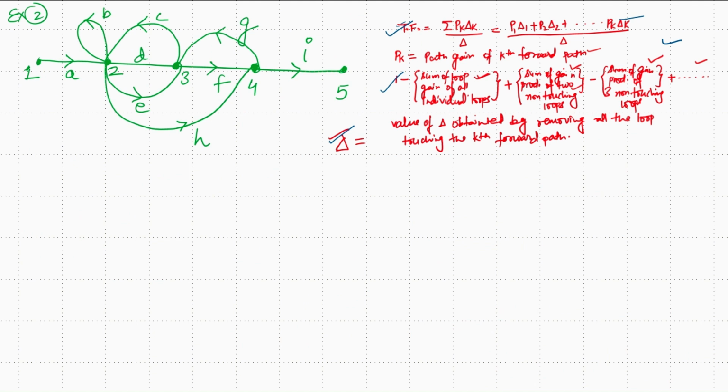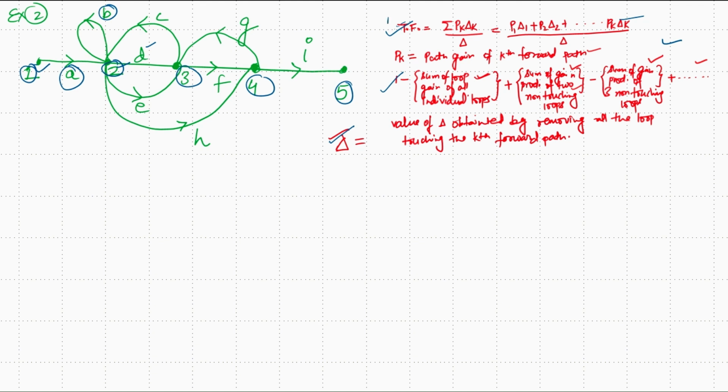Let us take one more example to understand the signal flow graph. In this example, we have nodes represented by numerical values 1, 2, 3, 4, and 5, in which 1 and 5 are the input and output nodes. And the gain values are represented by alphabets. Like in between node 1 and 2, we have gain A, and this branch has gain B, and between node 2 and 3 we have gain D, and so on. So for this signal flow graph, we need to calculate the transfer function.